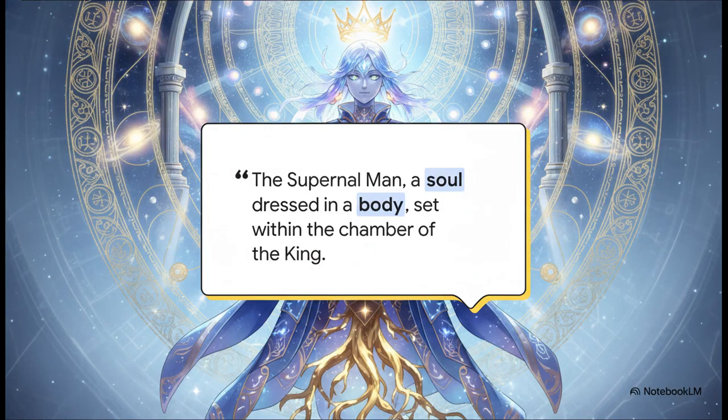The answer lies in the concept of the Adam Elyon, the Supernal Man. This represents the ultimate integration, the absolute perfect harmonization of all 5 layers working together as one singular expression of the infinite. Just listen to how beautifully the text summarizes this. The Supernal Man, which is a soul dressed in a body, and the body in garments, set within the chamber of the king. Think about that. The hidden root pulses life into the soul, moves the body, interacts through the garments, and all of it is experiencing the grand chamber of reality.